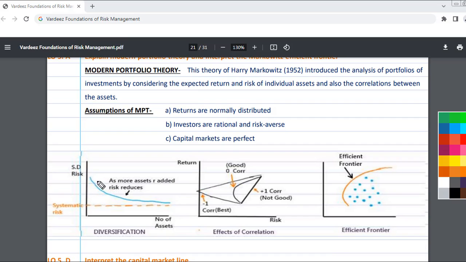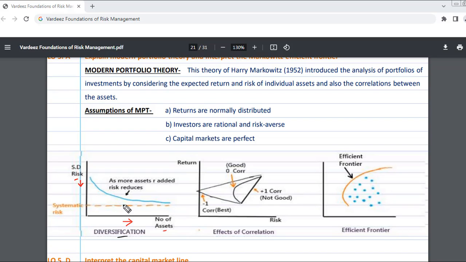Now consider these three diagrams that I've drawn, and this visual representation will communicate the idea of modern portfolio theory in a much better way. I've drawn these so that you understand it better. This first diagram talks about diversification. Here we have the number of assets, and the standard deviation on the y-axis, and as you can see, this blue line comes down as we add more and more assets to the portfolio. As the number of assets increases, the overall standard deviation comes down.